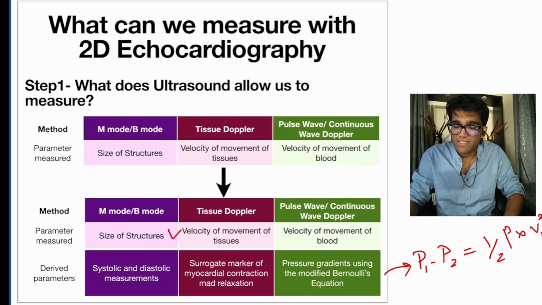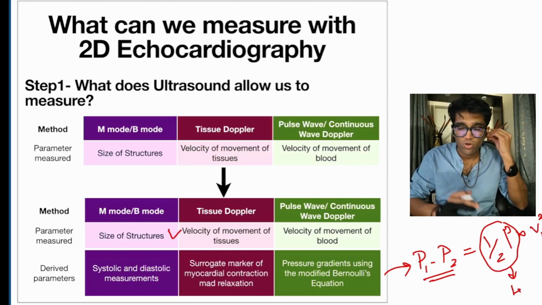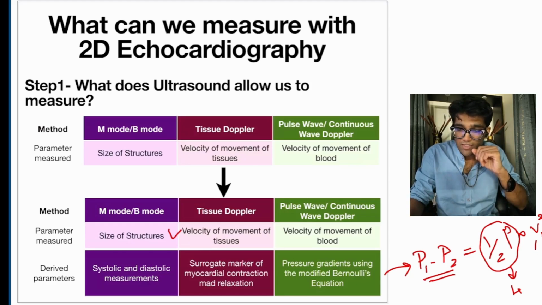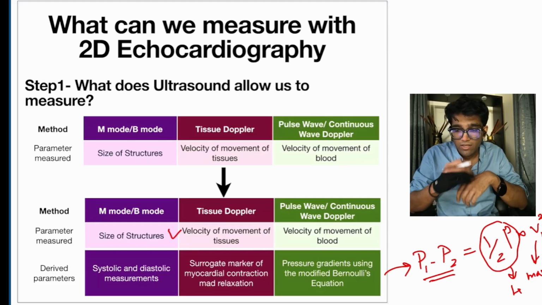Okay, so this is the maximum, so this is the work done, and this will become your kinetic energy component of the modified Bernoulli equation. Now this simplifies actually to around 4. So the pressure gradient between the chambers becomes 4 times the maximum velocity of the jet squared.